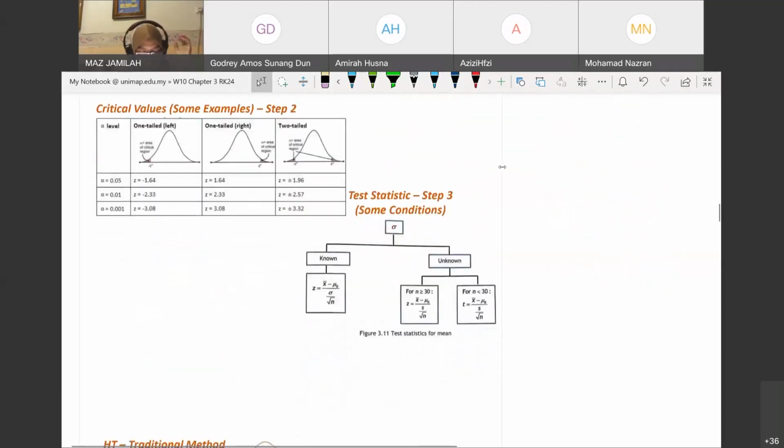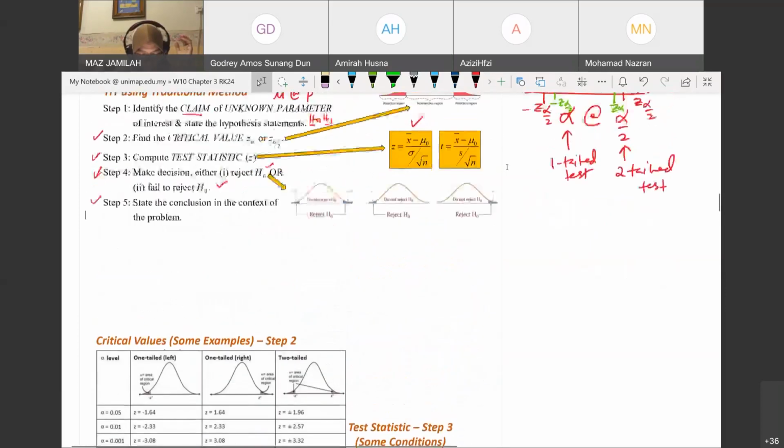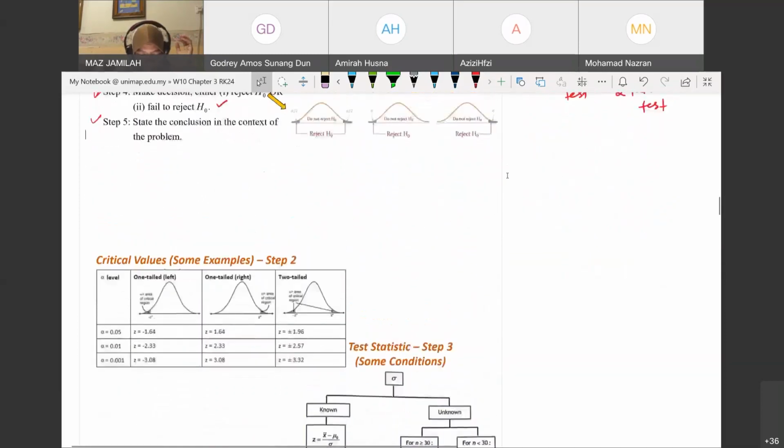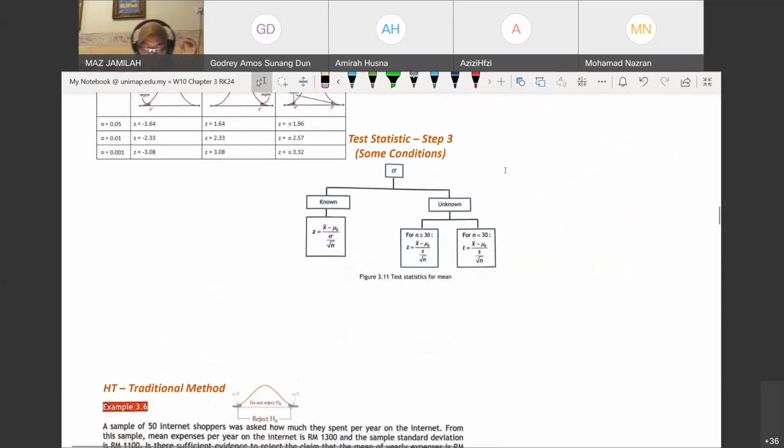Now, I'm not going to repeat this again except for this one. For this particular thing, this will be involved in your hypothesis testing for the population mean.